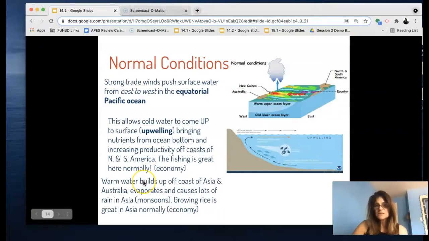What this means across the other side of the Pacific Ocean is that warm water will build up off the coast of Asia and Australia, and this will cause a lot of rain because the warm water will heat the air above it and it will create monsoons, lots and lots of rain in these areas, and that's why growing rice is a great part of the economy in Asia because it requires a lot of rain.